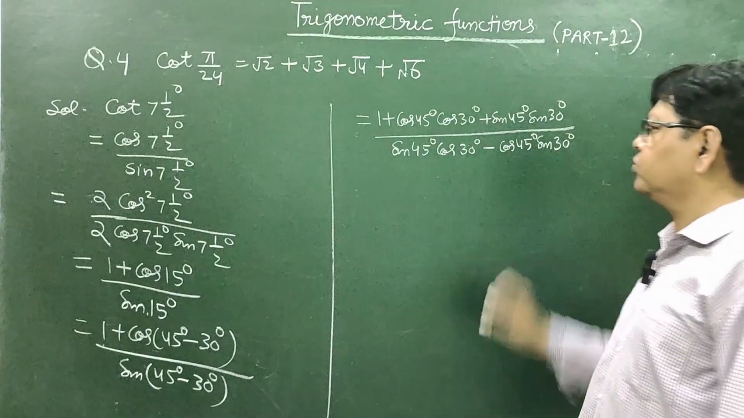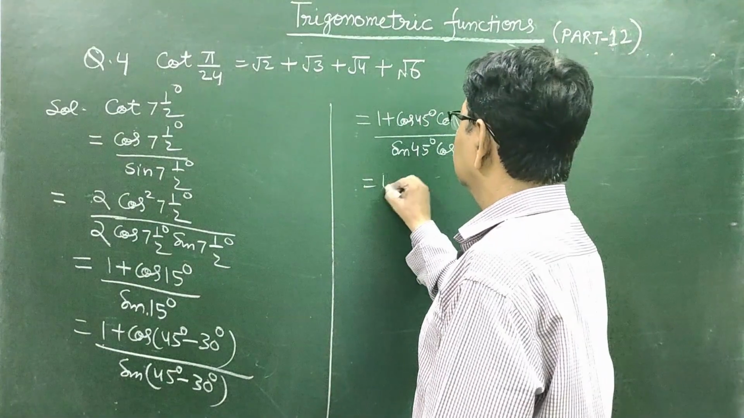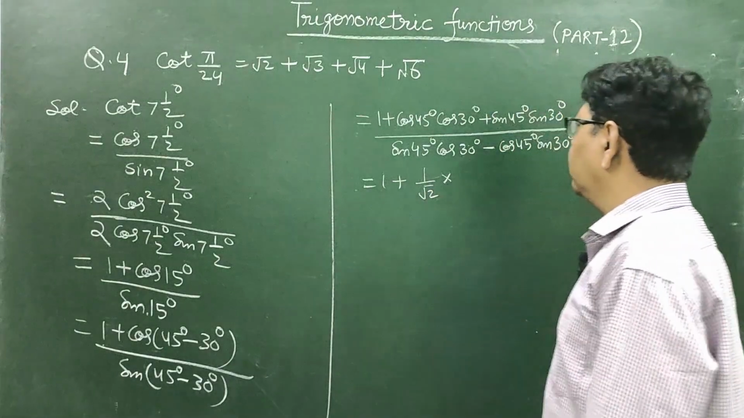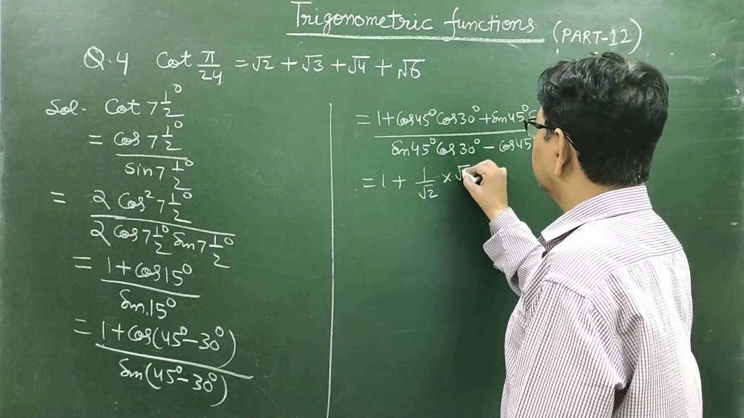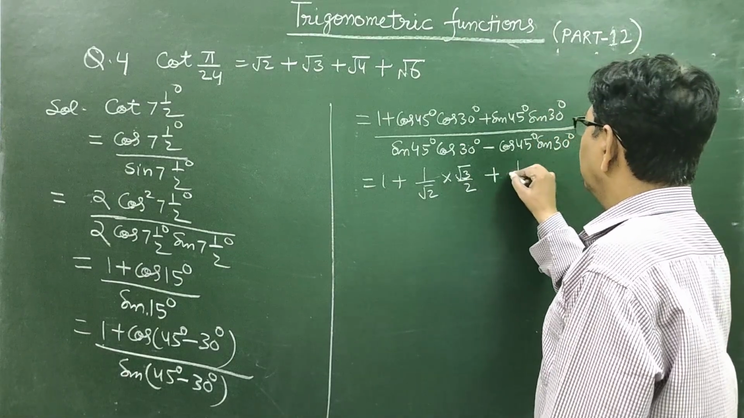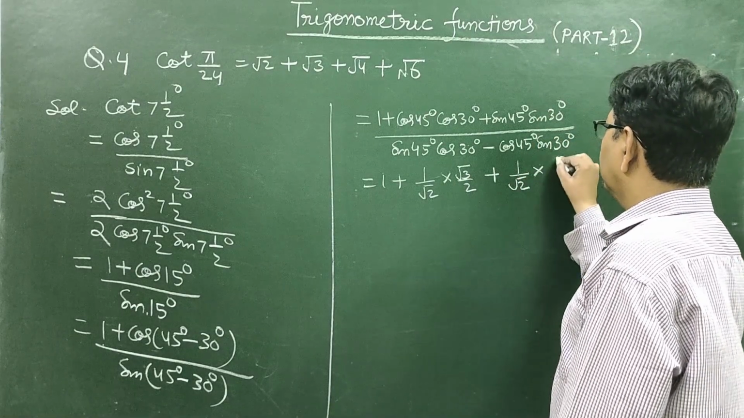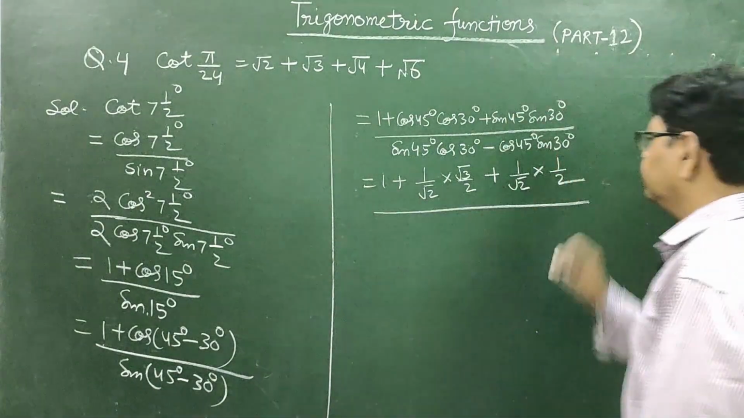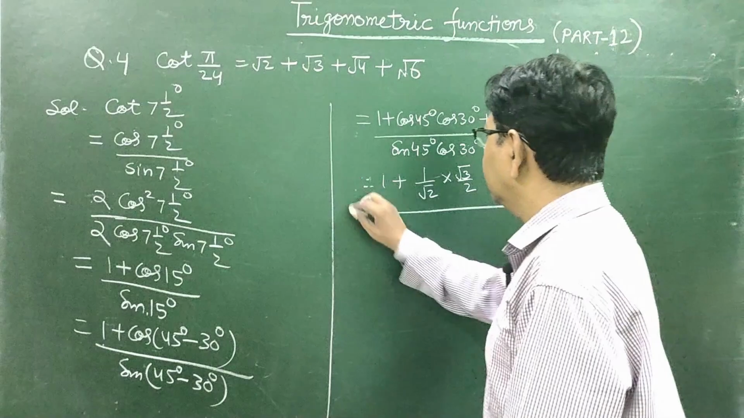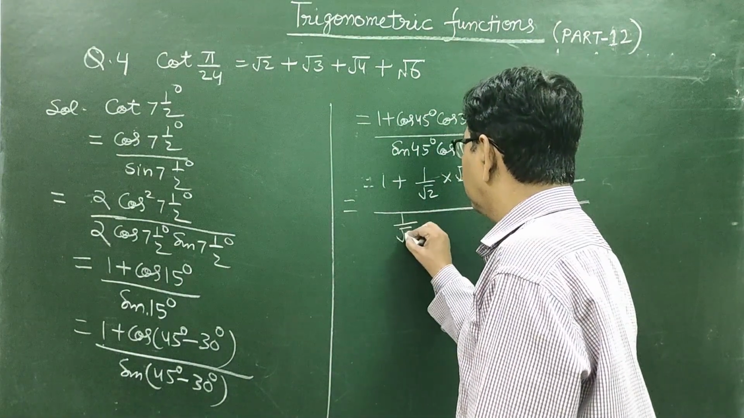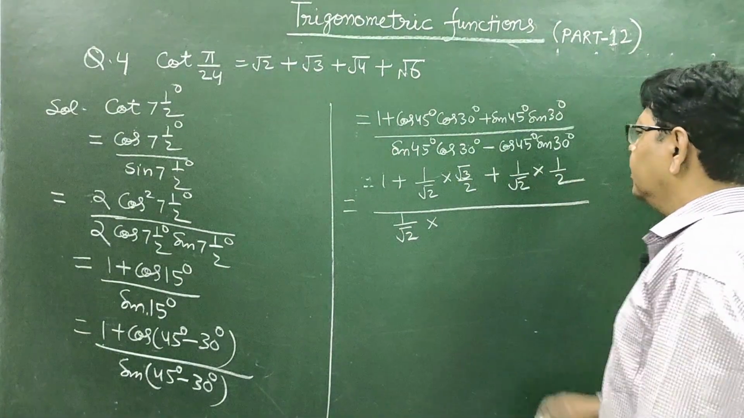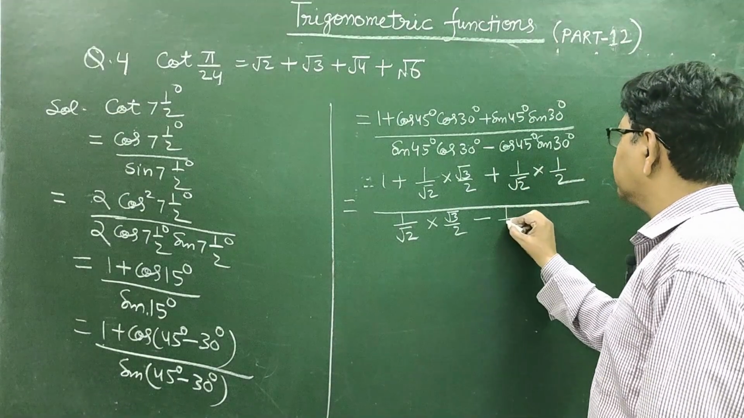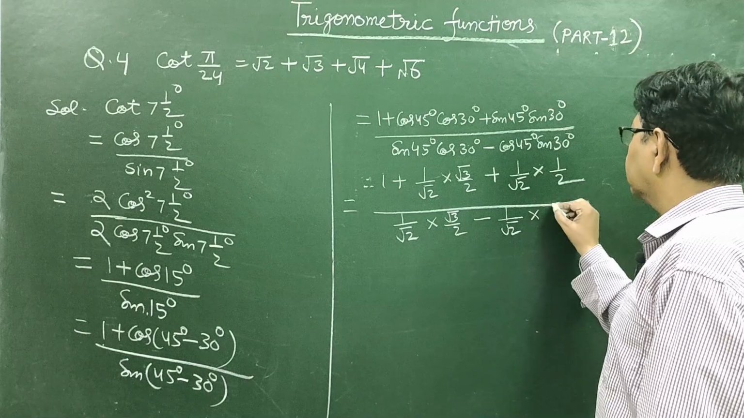Now putting the values, 1 plus value of cos 45 is 1 upon root 2, value of cos 30 is root 3 upon 2, plus value of sin 45 is 1 upon root 2 and value of sin 30 is 1 upon 2. Similarly, in the denominator, sin 45 is equal to 1 upon root 2, cos 30 is root 3 upon 2, minus cos 45 is 1 upon root 2 into sin 30 is 1 upon 2.